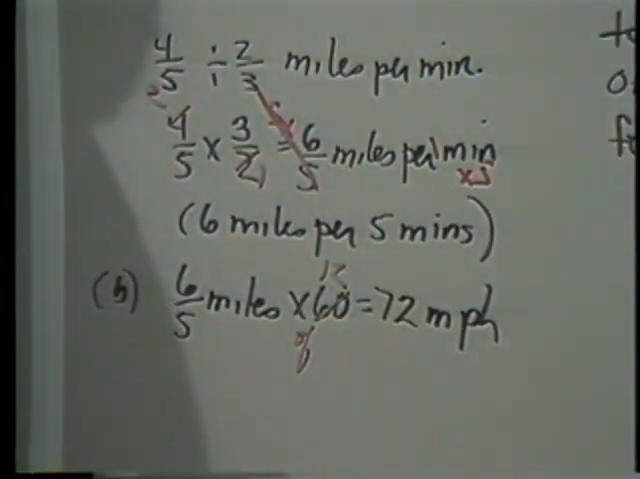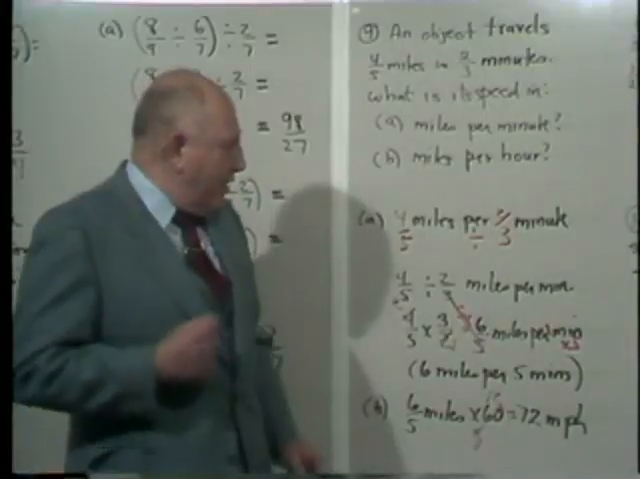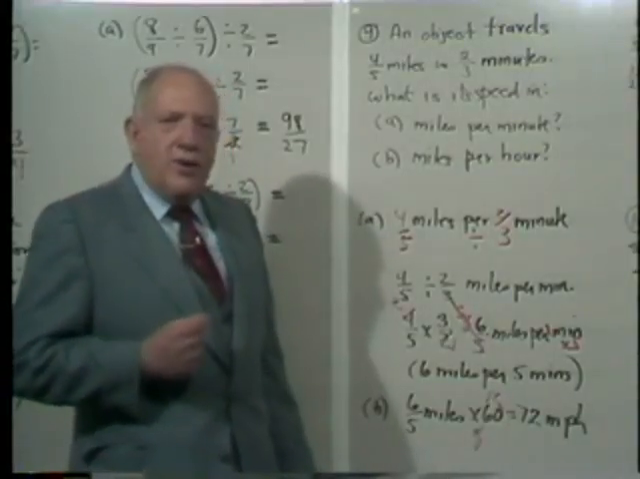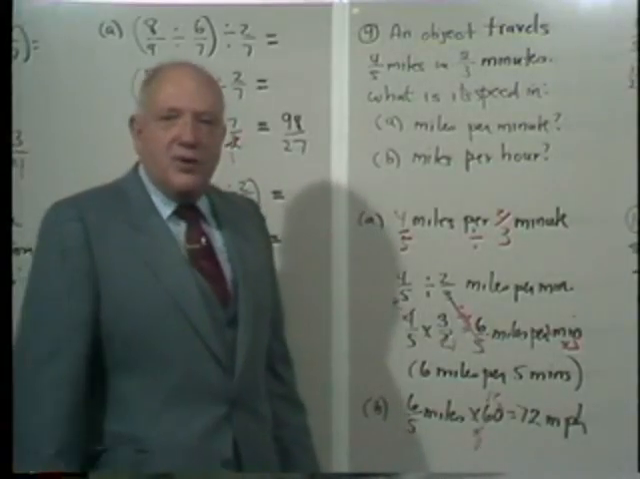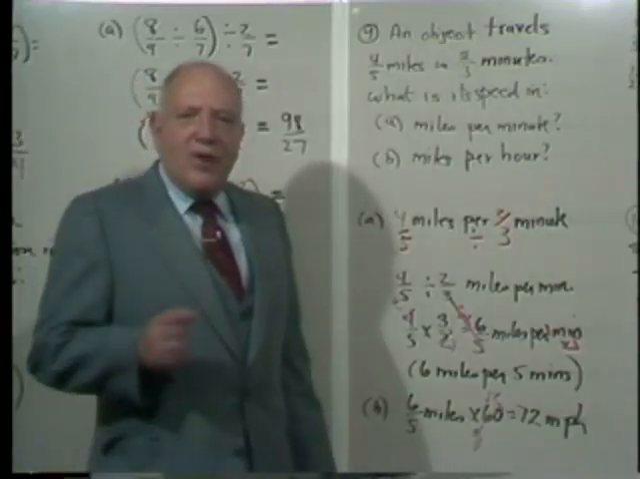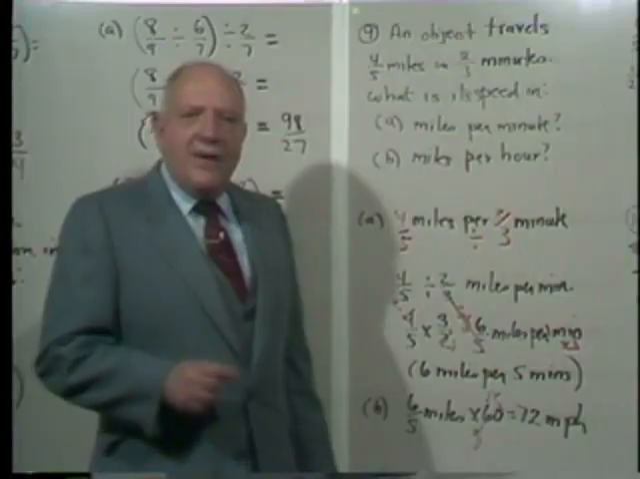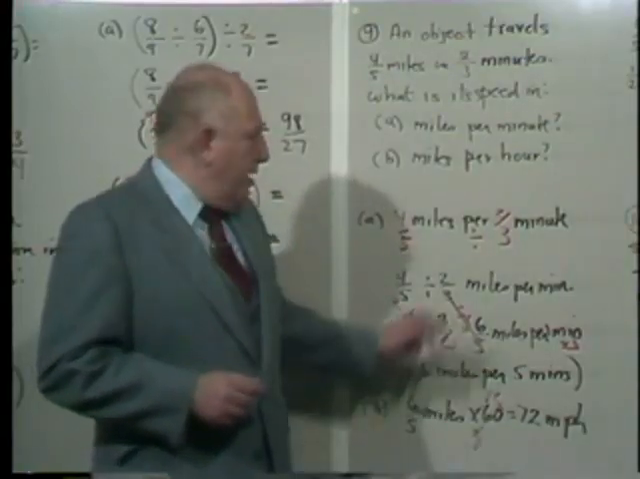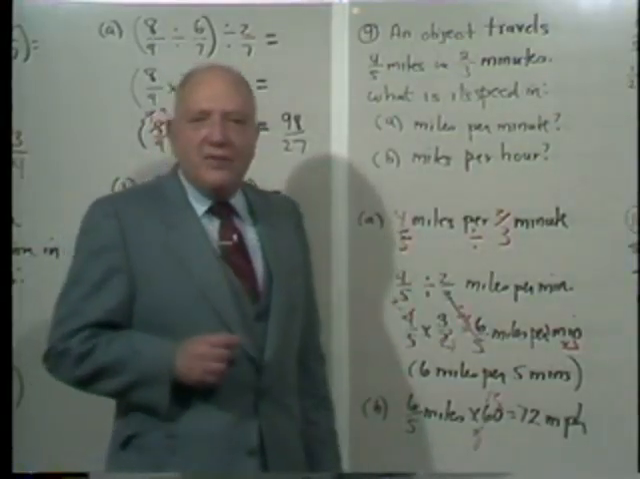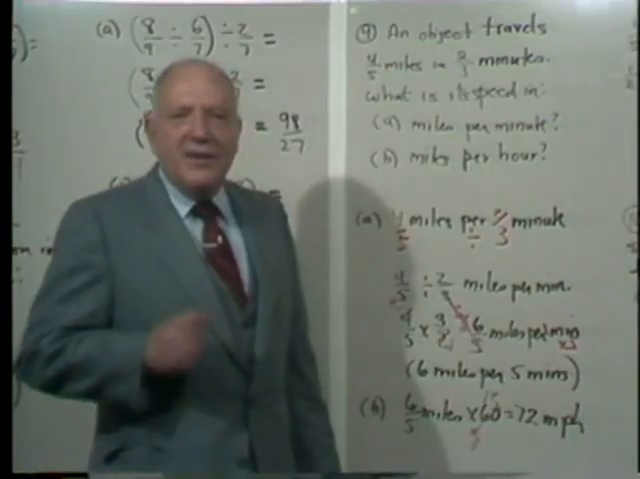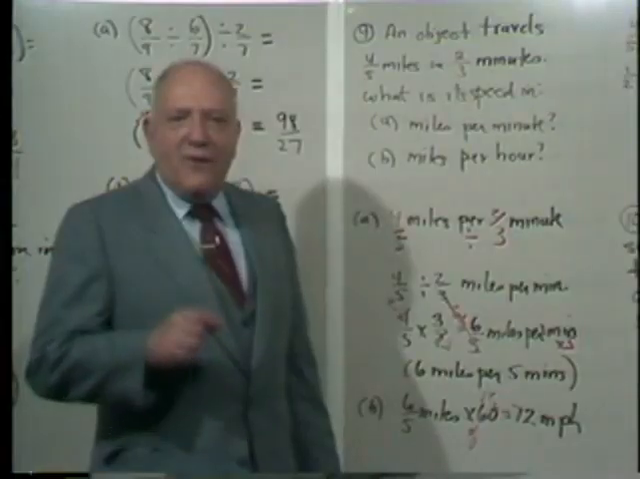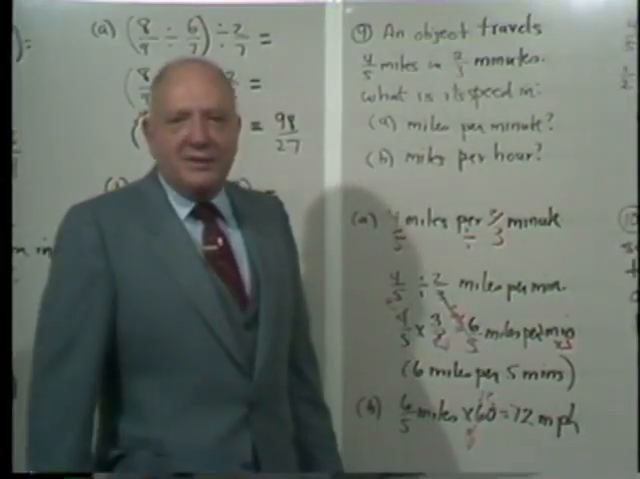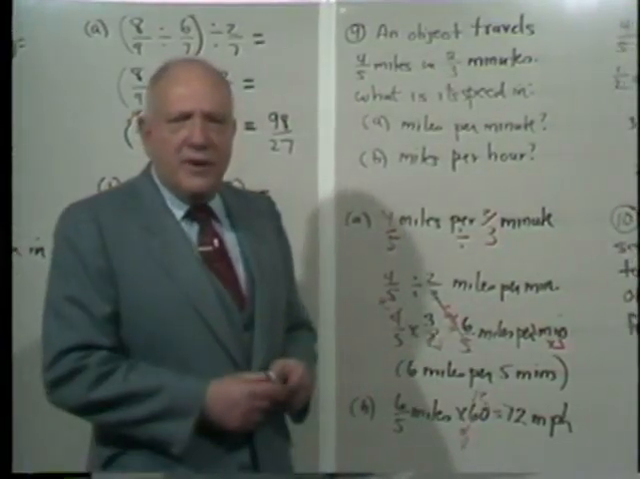So this may sound a little bit funny to you. How can you be going 72 miles per hour when you're going 4/5 of a mile in 2/3 of a minute? And the answer is, even though 4/5 of a mile isn't a very big distance, you see, 2/3 of a minute is a relatively short period of time. There are 90 of those in an hour. So you're going 4/5 of a mile 90 times. But at any rate, that should give you a feeling for the problem.